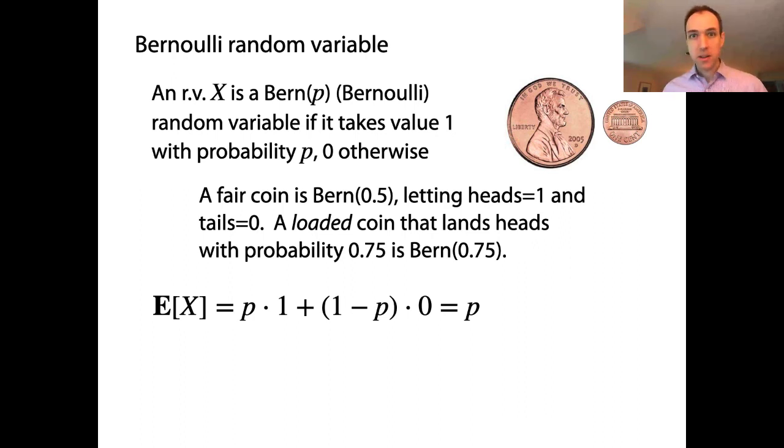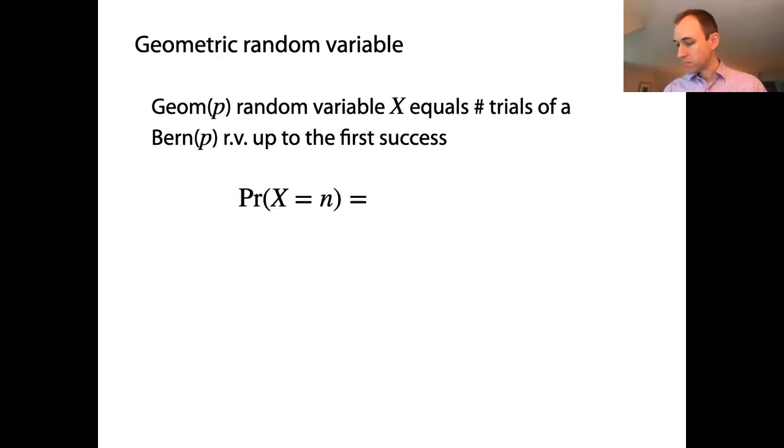So here's another random variable that builds on the idea of a Bernoulli random variable called a geometric. A geometric P random variable, just like Bernoulli, has one parameter called P. So a geometric P random variable x is the number of trials of a Bernoulli P random variable up to the first success. Success means the outcome of 1. In the loaded coin example, it means heads. So it's like the number of flips until we get the first heads for a loaded coin with probability of heads equal to P. Okay?